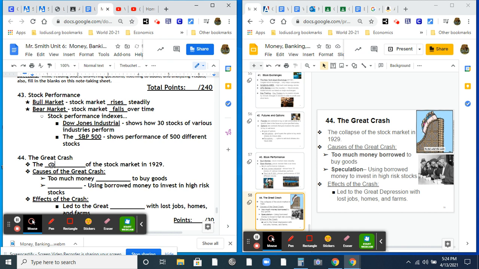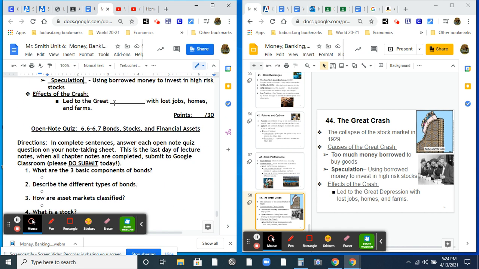So let's talk through the slideshow quiz. Then we'll call it good, and you can turn these in. Borrowed to buy goods. Speculation. Speculation is prediction, a guess on the future. You're always speculating on the future value of stock. You're predicting that it's going to go up when you buy. You're predicting it's going to go down when you sell. Otherwise, you wait.